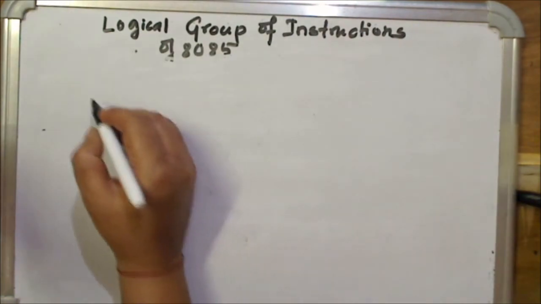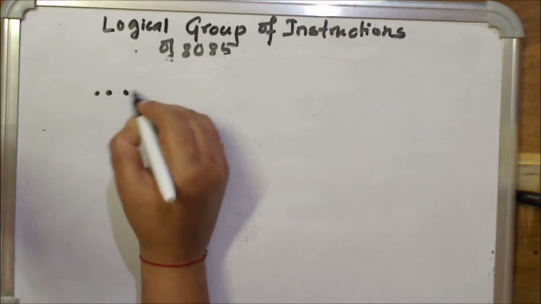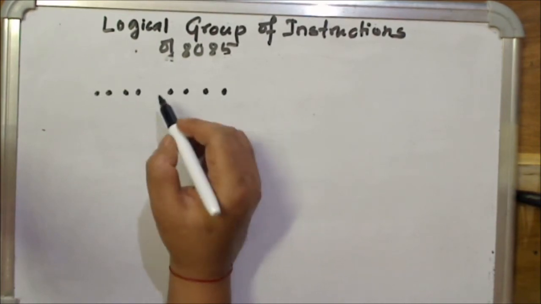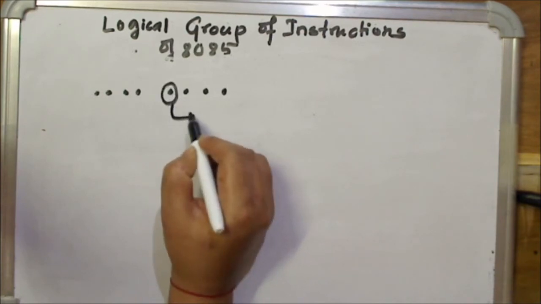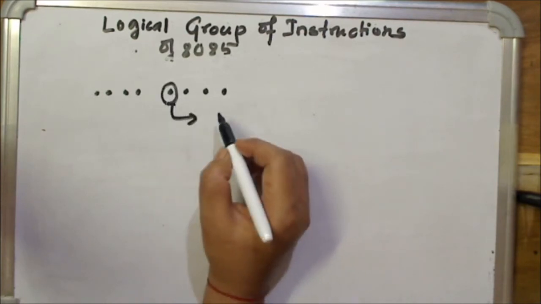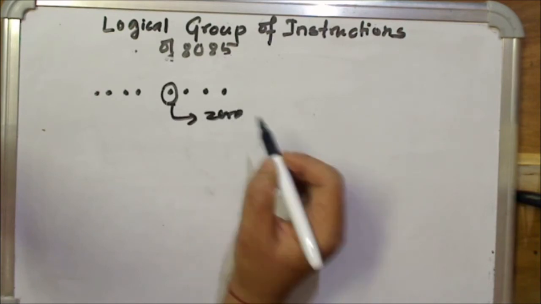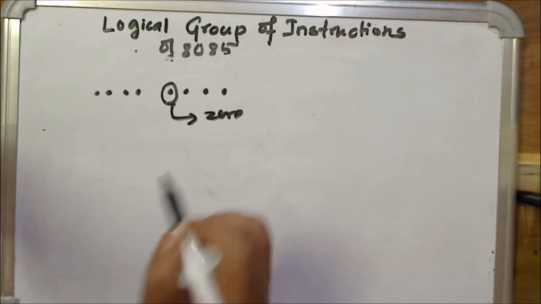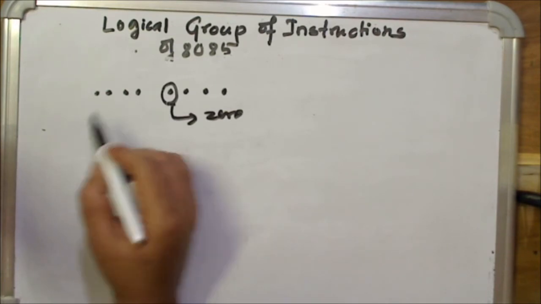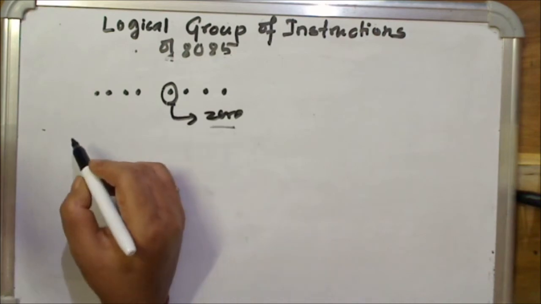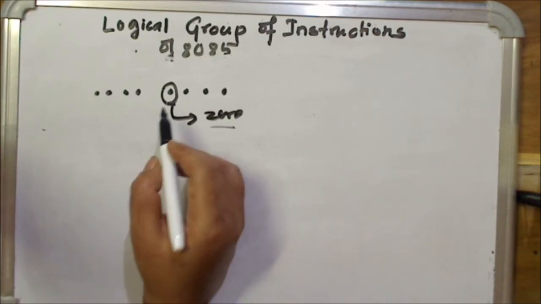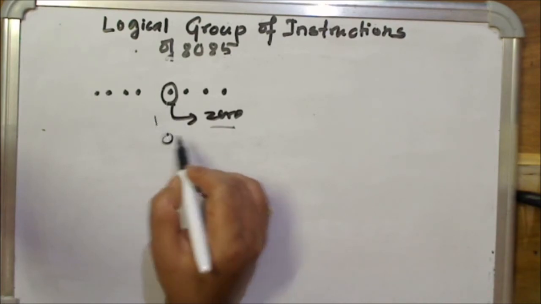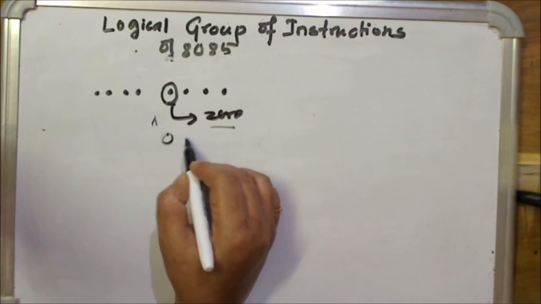Okay, now suppose I give you any 8-bit number, and I want you to make this bit 0 without affecting the other bits. This is very simple. What instruction will you use to make it 0? You will AND that bit with 0, and the remaining bits you will AND with 1.